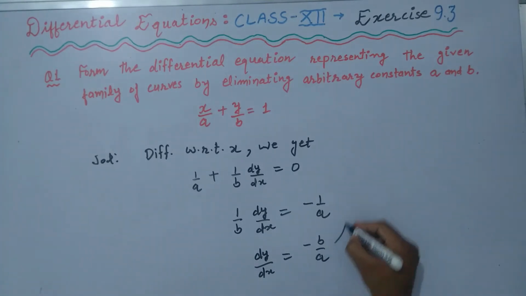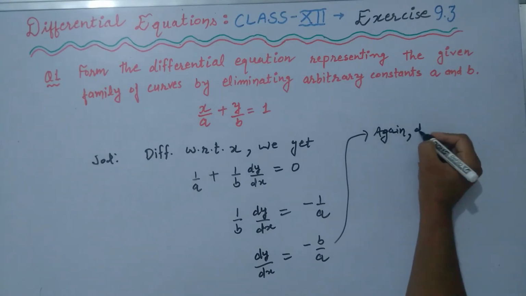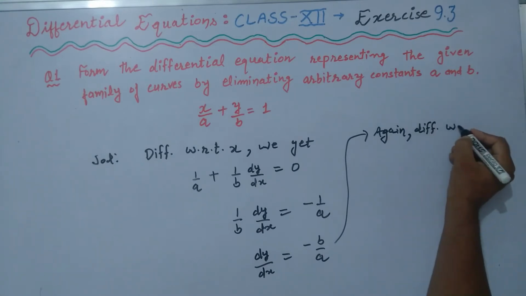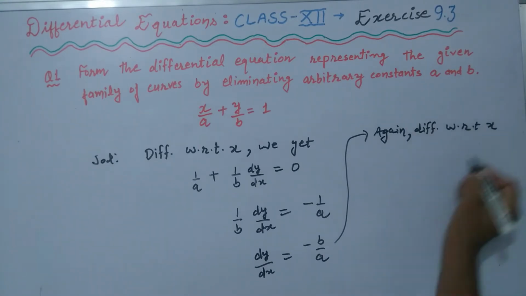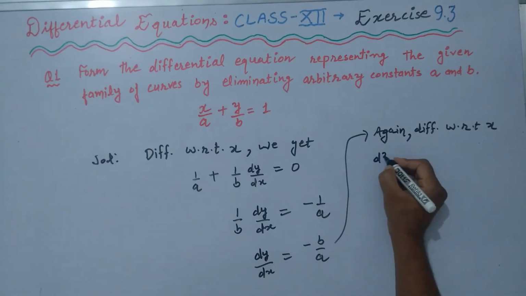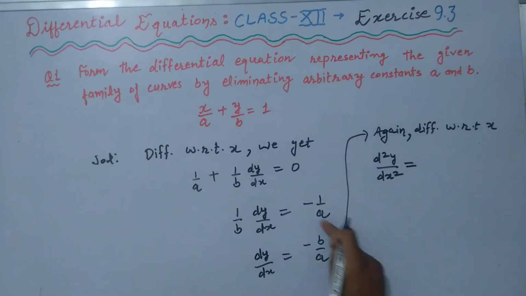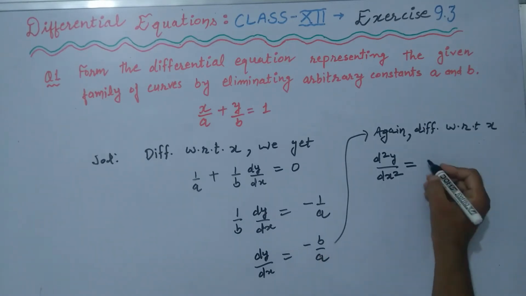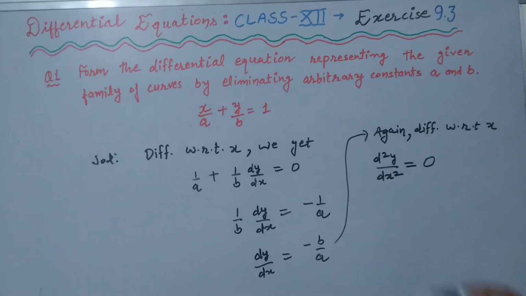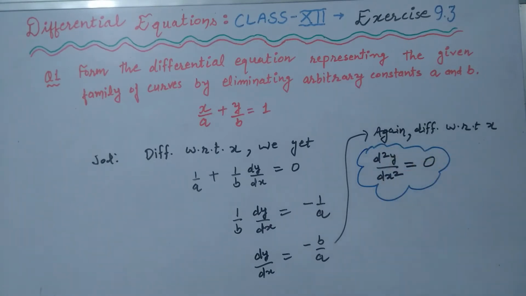Next, again differentiating with respect to x, we have the second order derivative, d square y upon dx square, is equal to the derivative of a purely constant, which is 0. So this is the differential equation, or we can say this is the desired differential equation. Okay, this is the final solution.